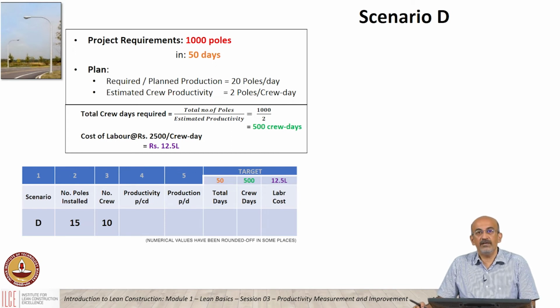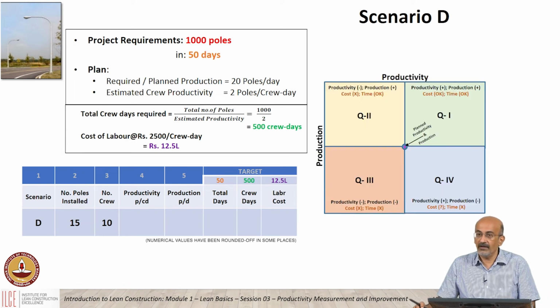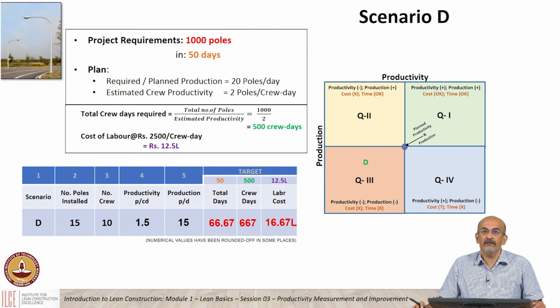Now I've installed 15 poles and it's taken 10 crew. Okay, so you know what's coming. You have productivity of 1.5, which is less than what we had planned. We have production of 15, again less, so that's quadrant 3, and the result is that both cost and time are in the negative. We are going to overrun cost and overrun time.